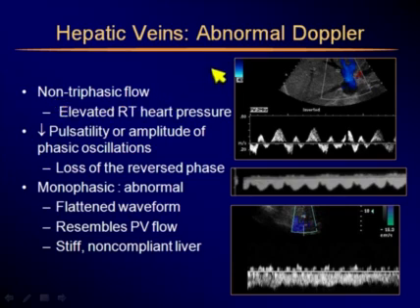When we lose that, we know that there's elevated right heart pressure. We lose the oscillations or the amplitudes. We can actually lose the atrial kick first, and then the whole waveform starts to be more dampened, eventually turning into a monophasic abnormal waveform that is flattened and almost resembles a portal vein flow. We call this portalization of hepatic venous flow.